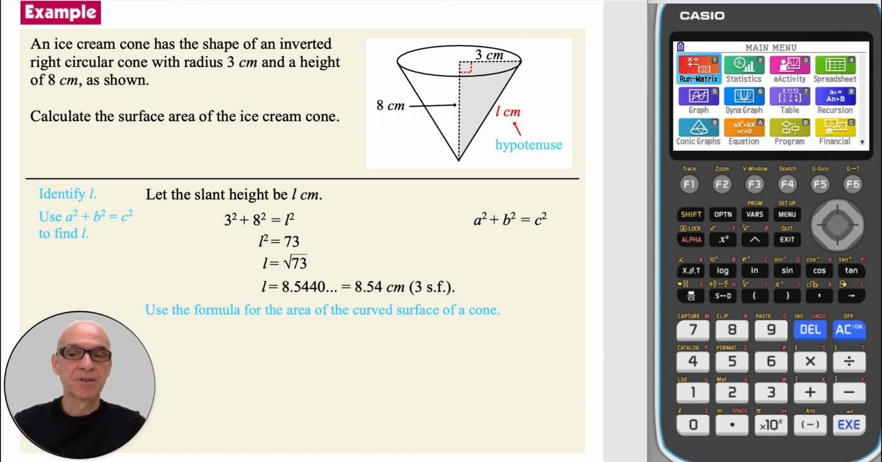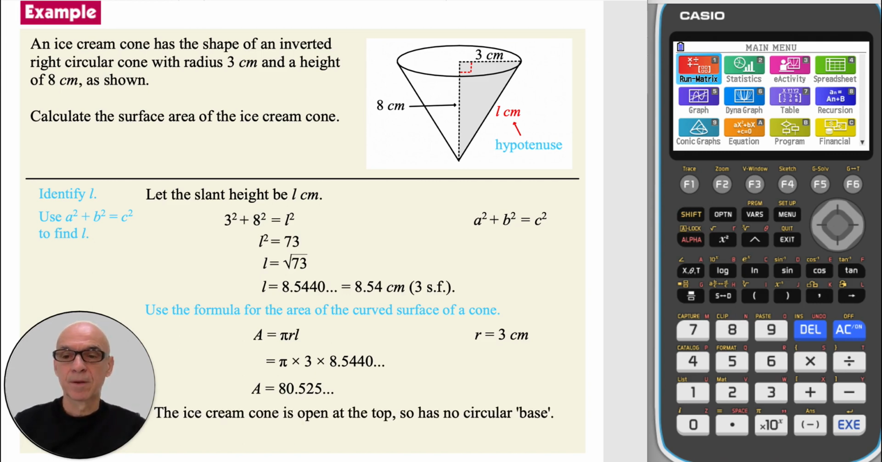To calculate the surface area of the ice cream cone, use the formula for the area of the curved surface of a cone, as given in your formula booklet, which is pi r l. Substituting in the values and performing the calculation gives the value shown. The ice cream cone is open at the top and so has no circular base. The surface area of the ice cream cone is therefore 80.5 centimeters squared, correct to 3 significant figures.